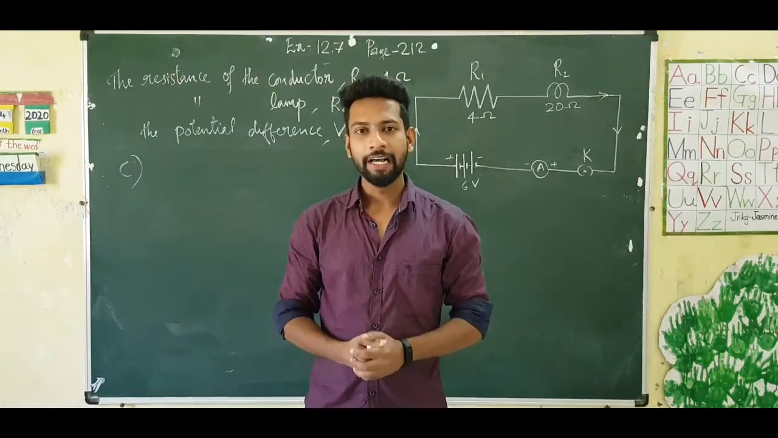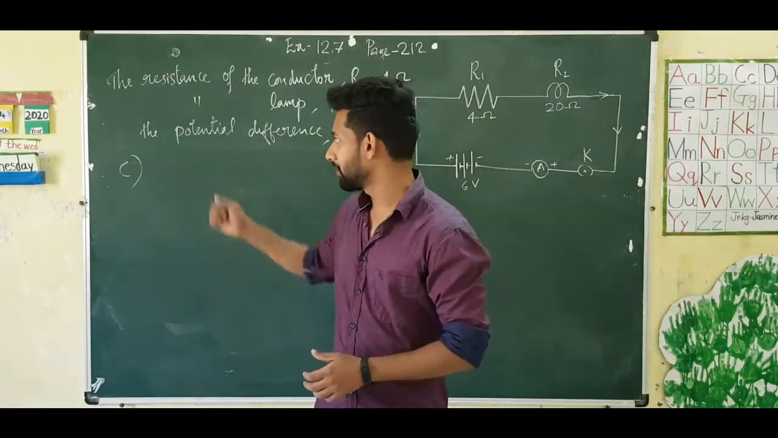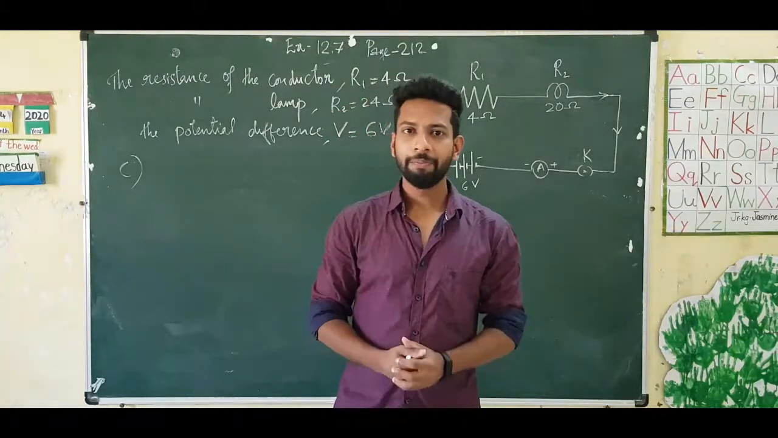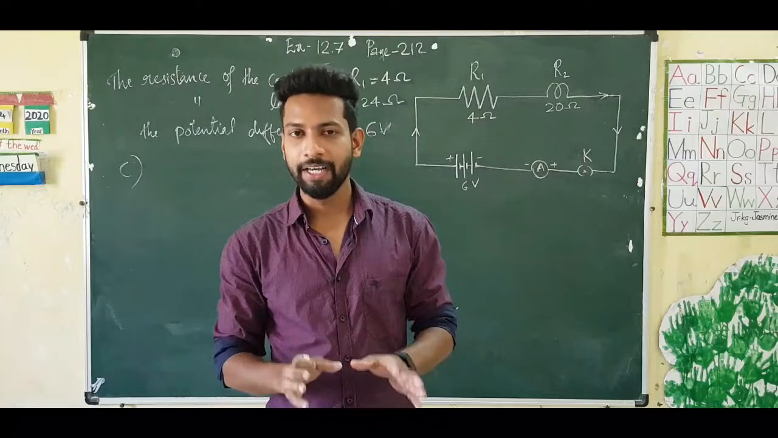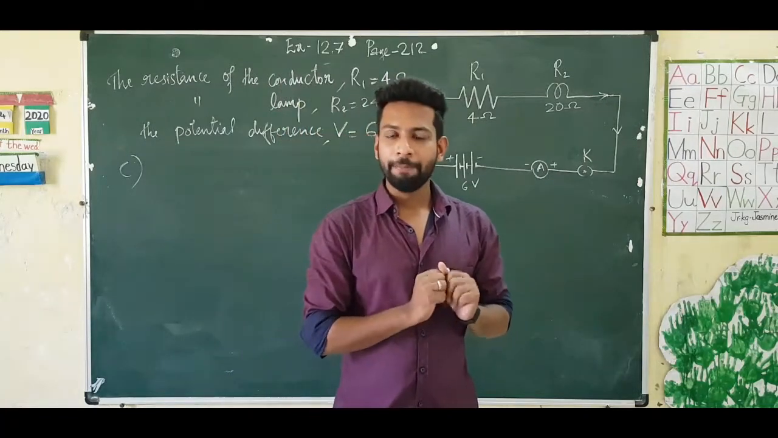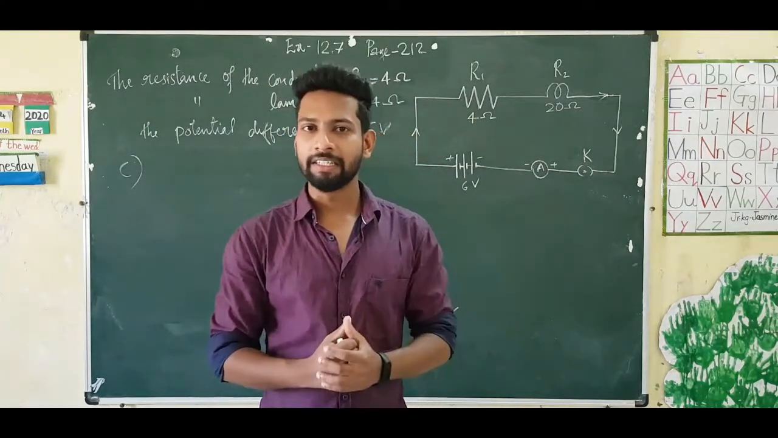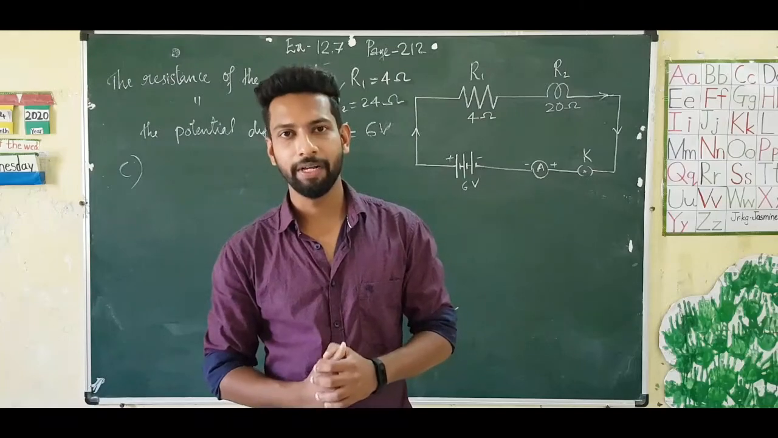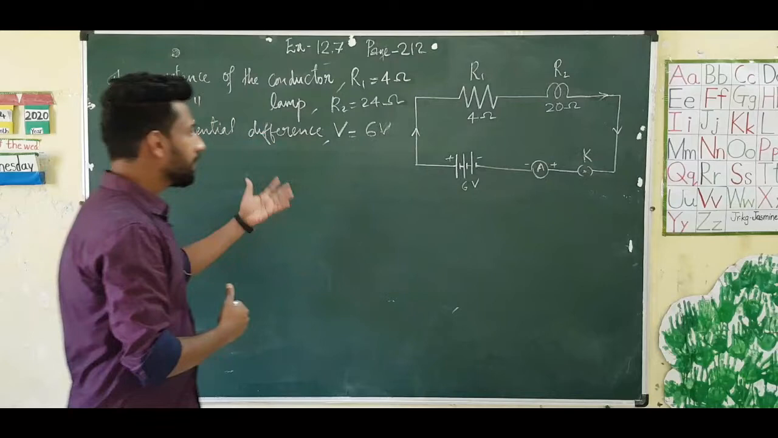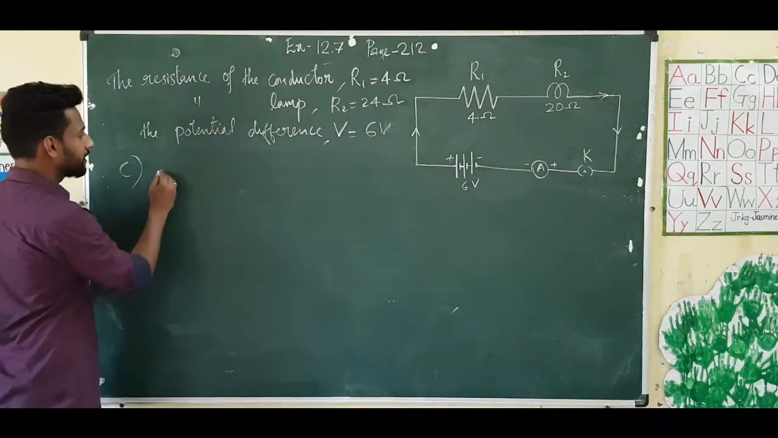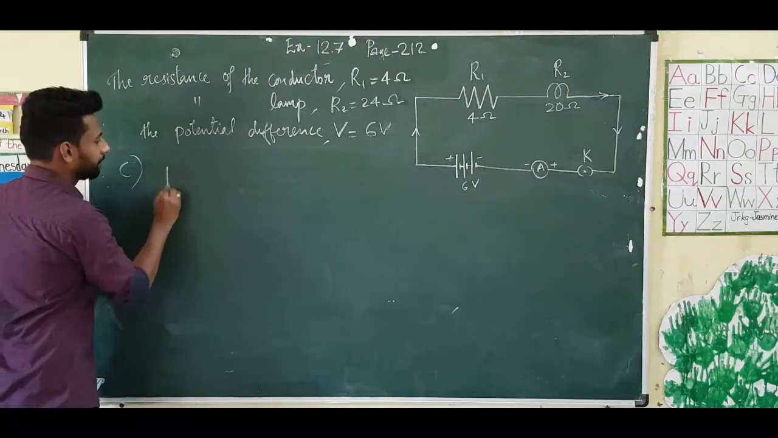Let's move to the last part of the question. Here you have to find the potential difference across the lamp as well as the conductor separately. Just remember that the potential difference across each resistor is different in series combination, but the current flowing through the resistors is the same. So first we can find the potential difference across the conductor.